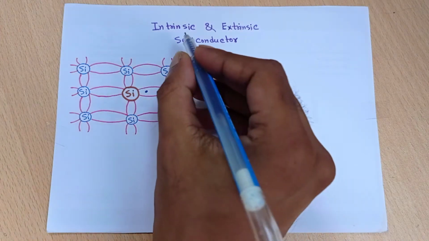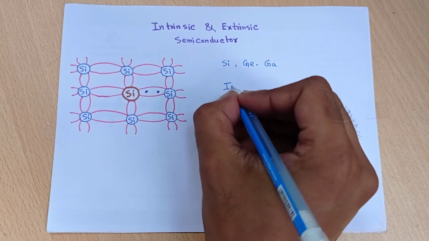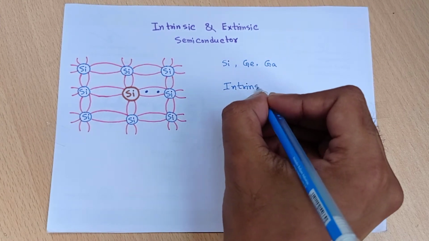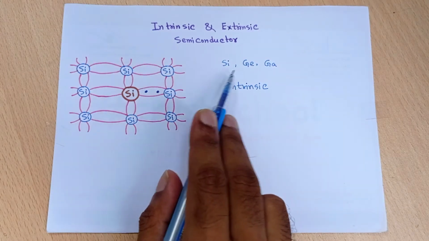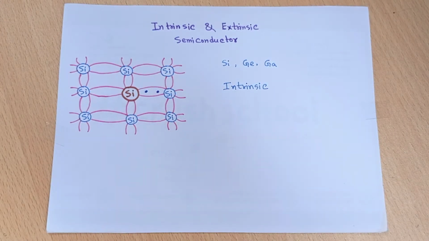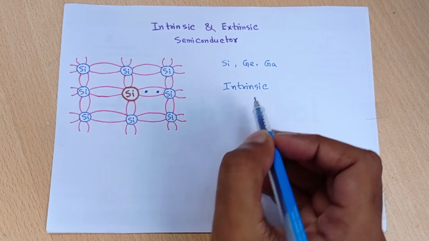Okay, the first one is our intrinsic semiconductor. I write here, this is intrinsic semiconductor. In an intrinsic semiconductor, the purity of the semiconductor is 100% accurate. In the periodic table, we get some semiconductors, which are silicon, germanium or gallium. Those semiconductors are 100% pure because we do not add any impurity to them. So these types of 100% pure semiconductor are called intrinsic semiconductors.